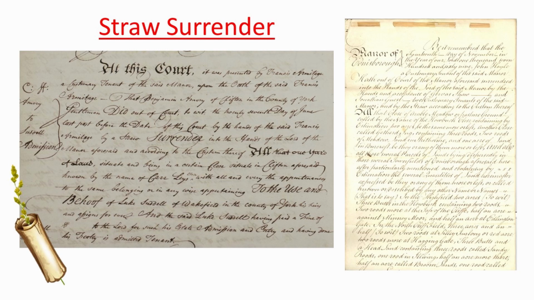by a straw, surrender into the hands of the lord of the manor all that 1 yard of land in Clifton. Straw and surrender don't belong to each other in this passage. It's did, by a straw, surrender, but the custom has been to refer to these events as straw surrenders simply because the two words are next to each other. Note, incidentally, that Benjamin Amory had not only effected the surrender out of court, but that he'd done it through a representative, one Francis Armitage.